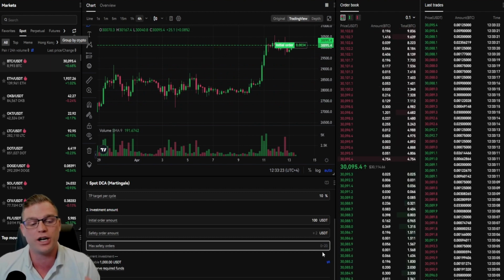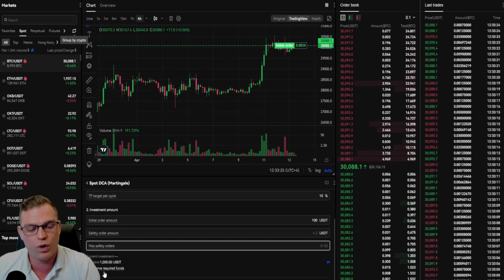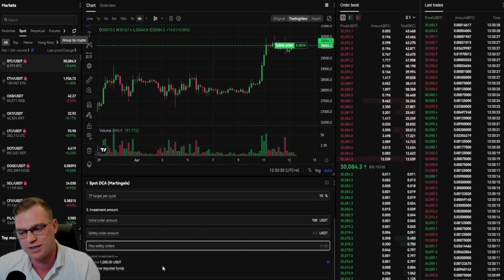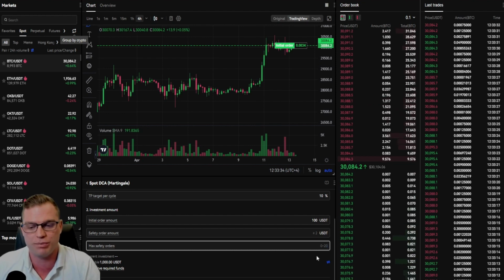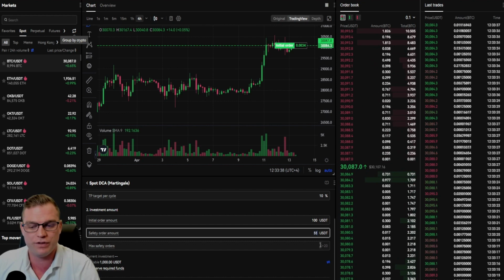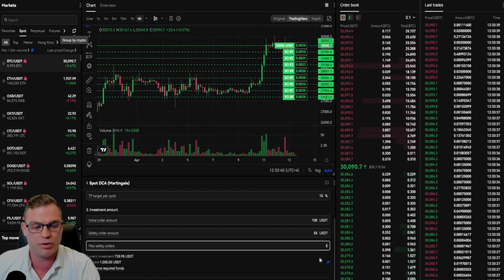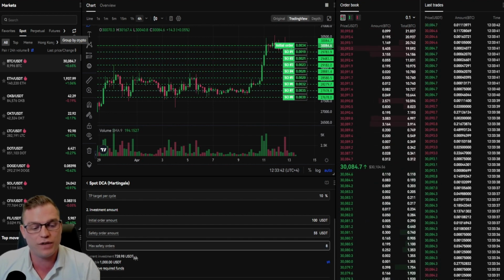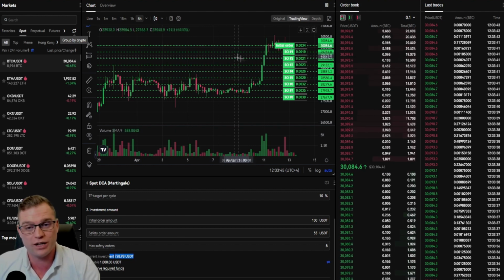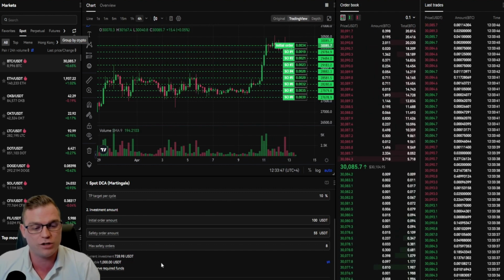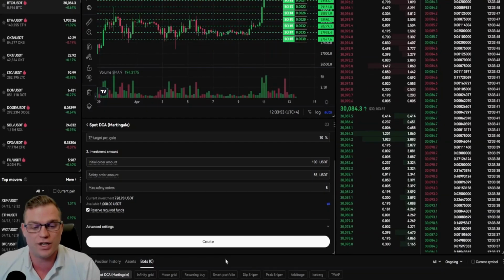Now ensure when it comes to safety orders that you have the required amount in USDT available, because it needs that amount of money as it continues to scale down and dollar cost average whatever kind of cryptocurrency price you are doing. So for instance, the safety amount here, I'm going to put in 55, and the amount of grids I'm going to put in 8. We can see that the current investment, or the amount should they drop onto each of these safety orders, is going to be 728.98 USDT.